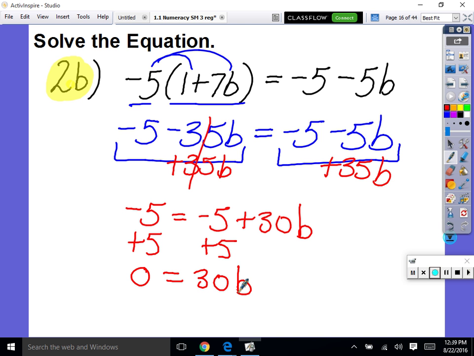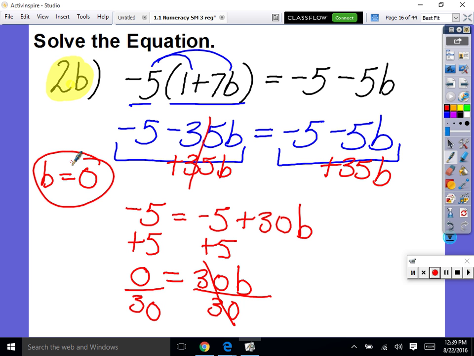Now to get b alone, what undoes multiplication? So we divide both sides by 30. What's 0 divided by 30? 0. b equals 0. There's our solution. Questions? It's all making sense? Right? This should not be new to you.